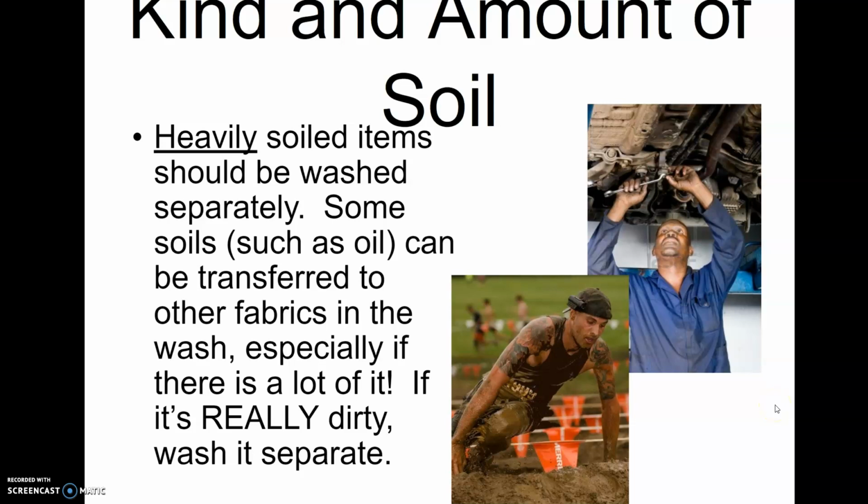And then heavily soiled items. Soiled items should be washed separately. Some soils, such as oil, can be transferred to other fabrics in the wash, especially if there's a lot of it. If it is really dirty, wash it separately, probably in the sink. I know that if my husband came home with dirt and soot or something all over his clothes, I would probably rinse that off in the sink before washing it separately in my washer, because things can also get transferred into the washing machine itself.